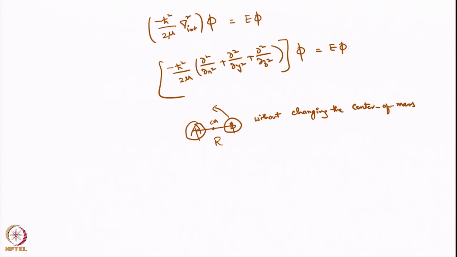So now your del square internal was nothing but, in Cartesian coordinates, d square by dx square plus d square by dy square plus d square by dz square. Now, we have only the center of mass fixed. So, we have only the rotating particle. So, we can transform this into spherical polar coordinates. So, we do another coordinate transformation.